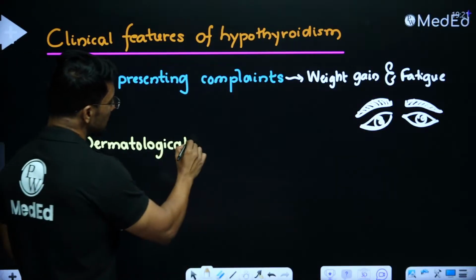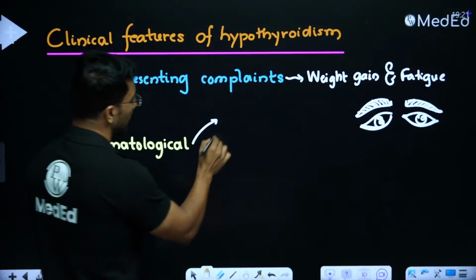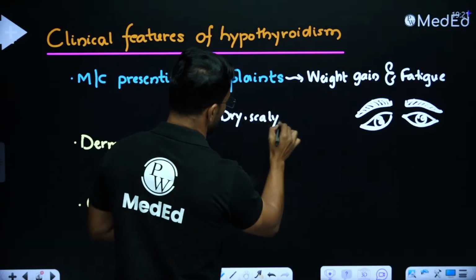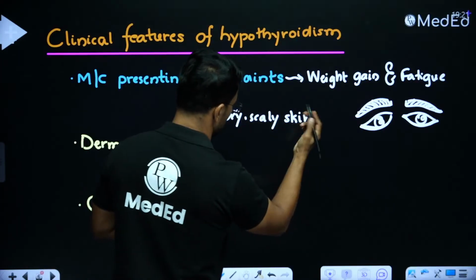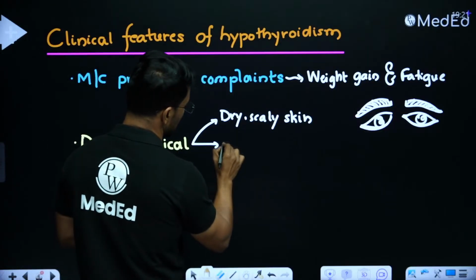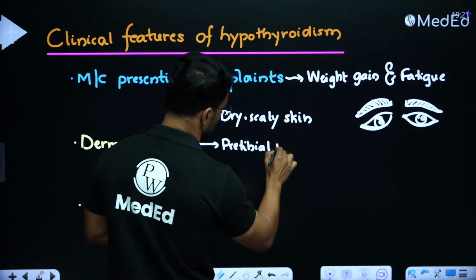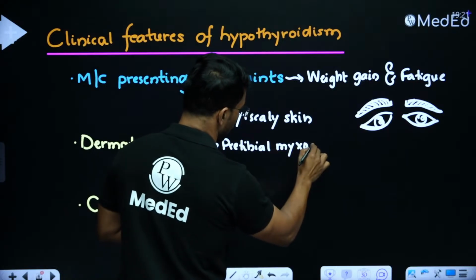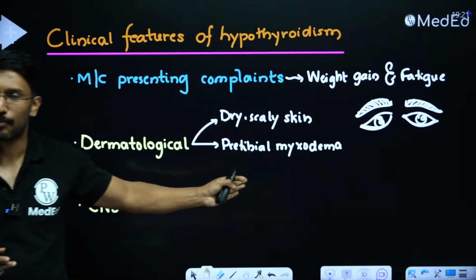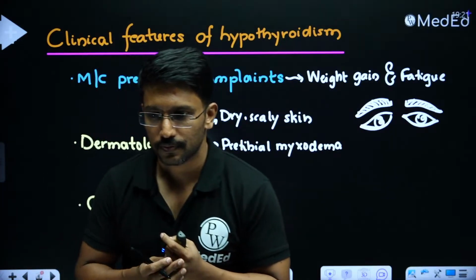So in terms of skin manifestations, dermatological manifestations, they can have dry scaly skin, which we call coarse skin in simple words. Okay. Second dermatological manifestation is pretibial myxedema, that is non-pitting edema over the shin region. This is mainly because of what? Deposition of hyaluronic acid, glycosaminoglycans and other mucopolysaccharides.